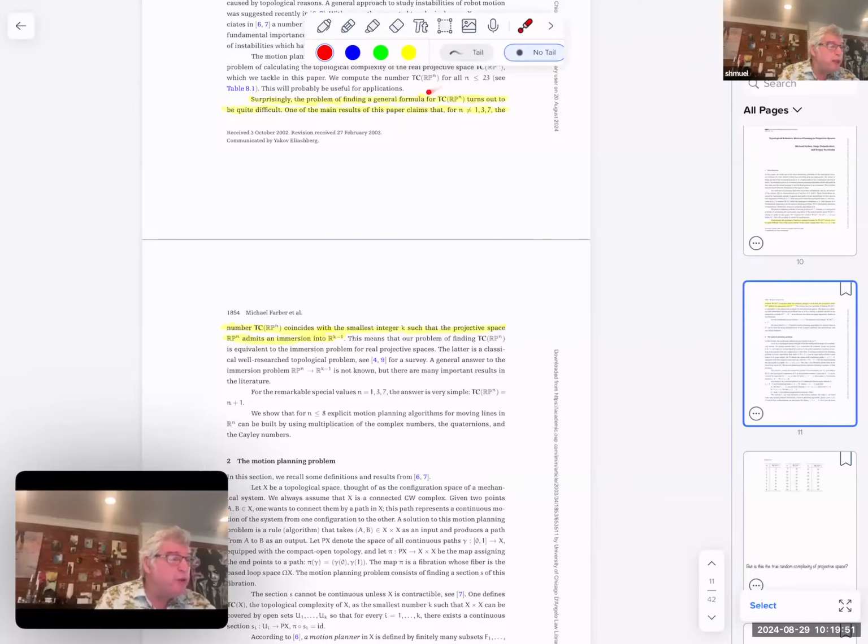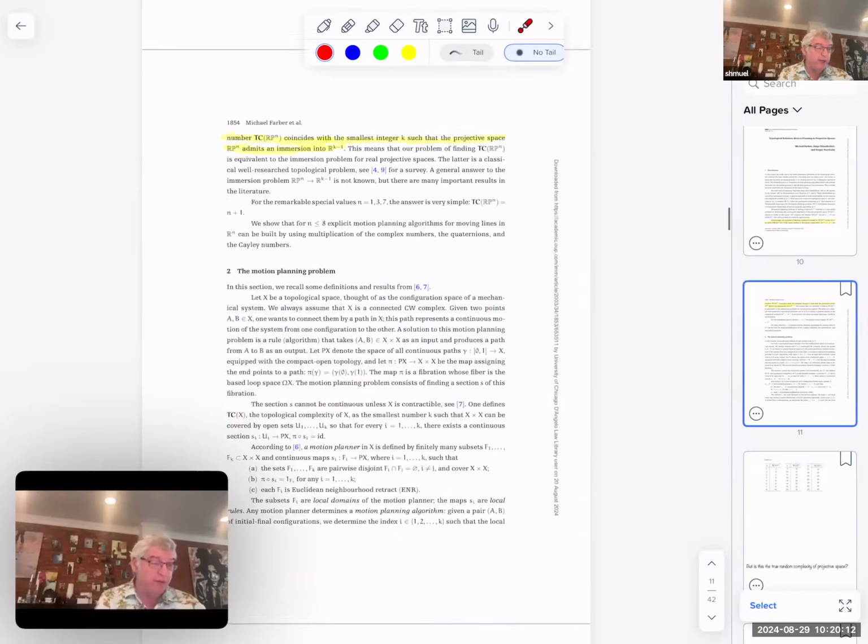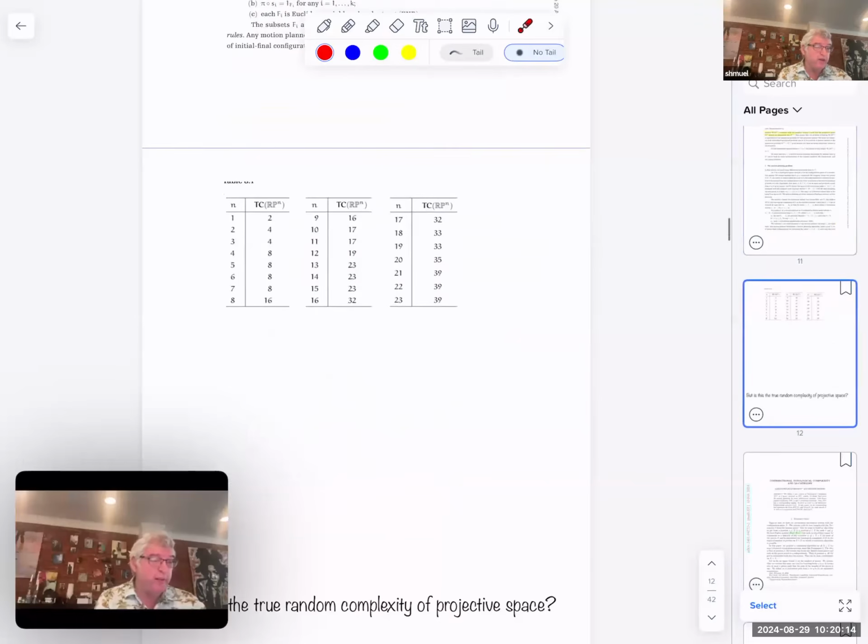The topological complexity of RPN is that, except for the 3 cases where RPN is actually parallelizable, so it immerses in codimension 1, it boils down to being the smallest integer k such that the projective space admits an immersion into R^(k-1). So this is a very delicate thing. And here's a little table from that paper.